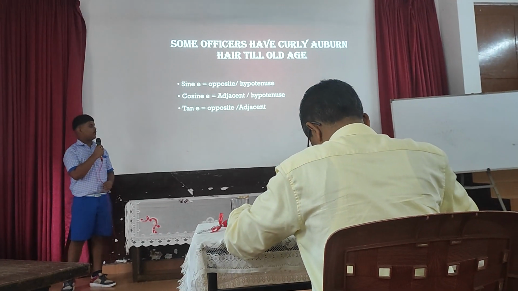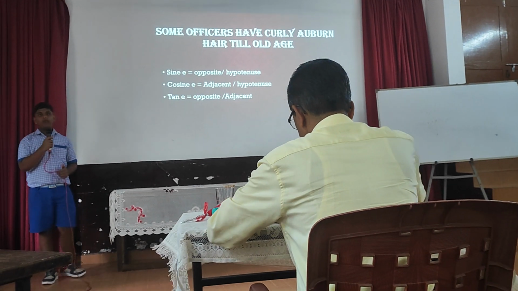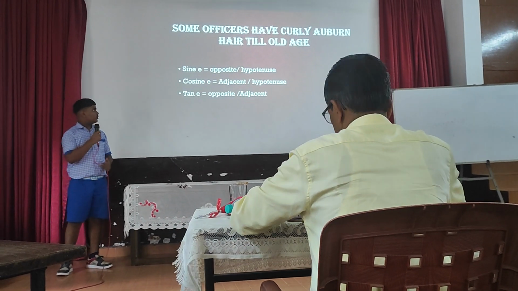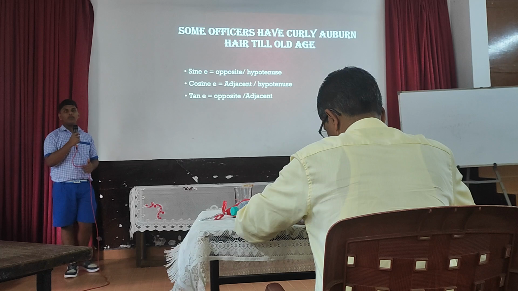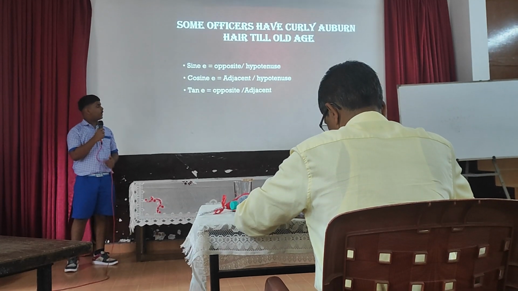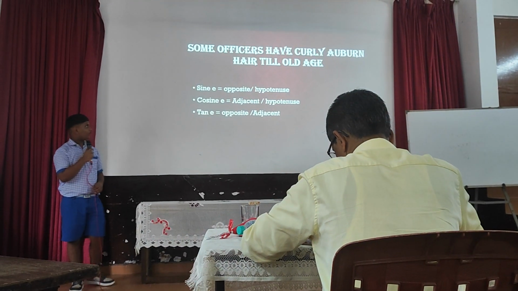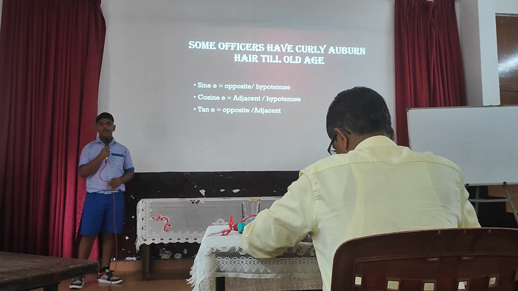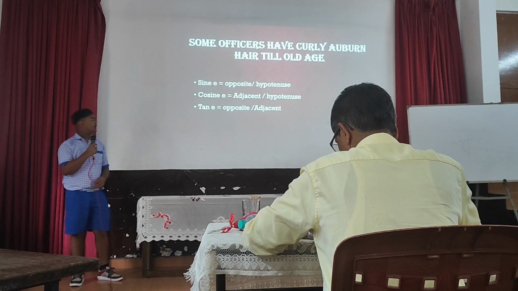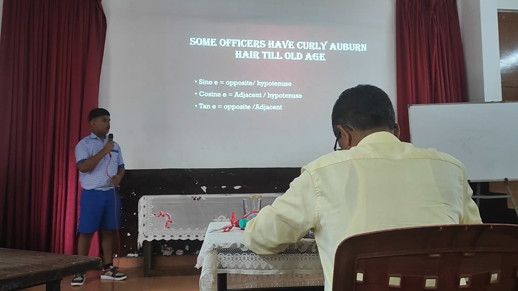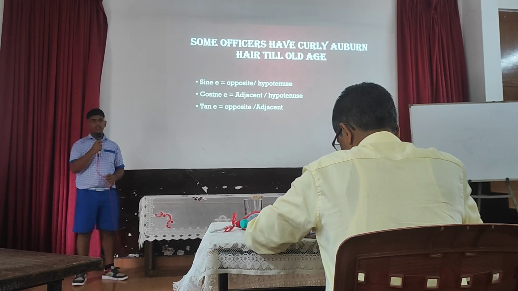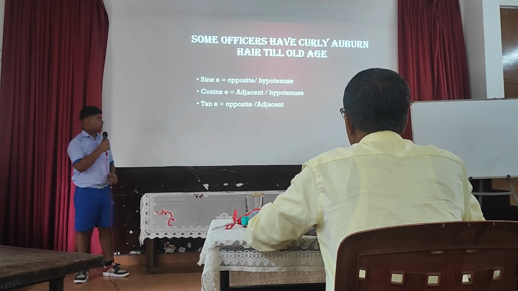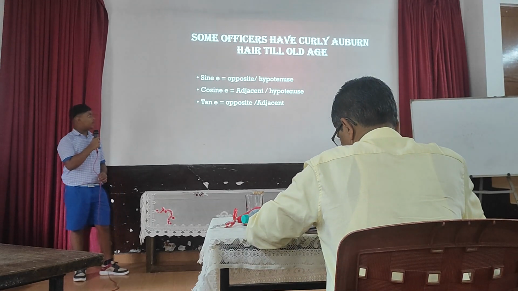The next word is "curly". From "curly", we have considered C as cos theta, and the formula of cos theta is adjacent side upon hypotenuse side. And the next word is "urban". From "urban", we have considered A as adjacent side, and the next word is "head". From "head", we have considered H as hypotenuse. So the answer is ready.